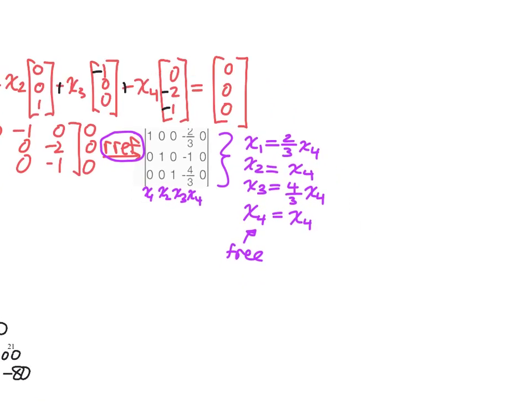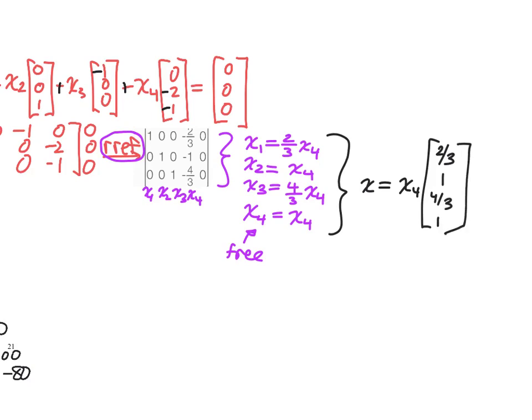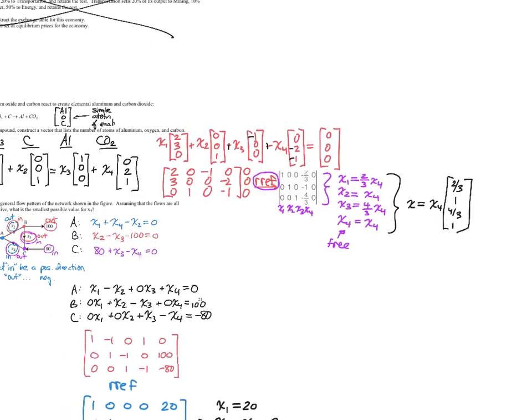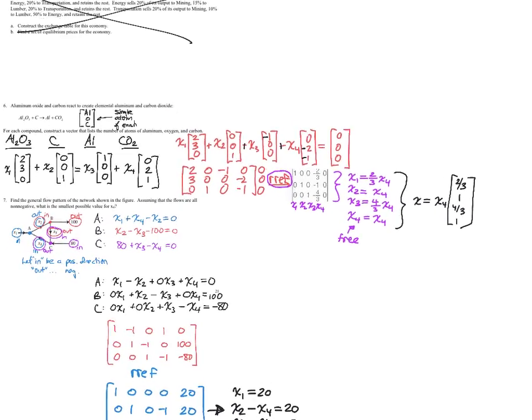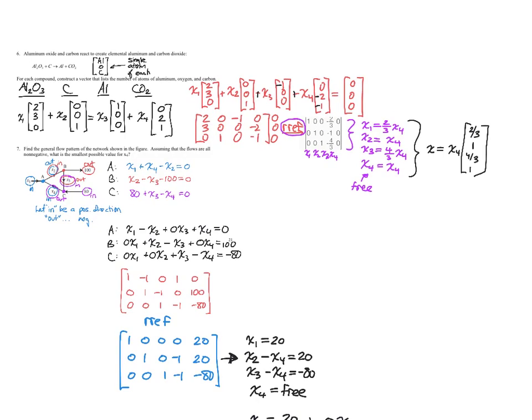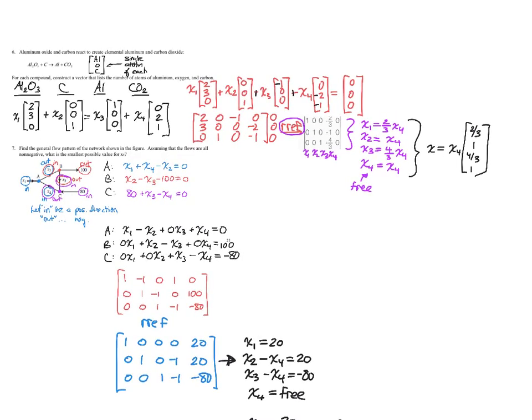All right, so somehow out of this, we have to come up with the appropriate coefficients to balance this equation. So x is going to be equal to x4 multiplied by those values, 2/3, 1, 4/3, and also a 1. So then the big question becomes, will these values make sense? Well, mathematically, sure.